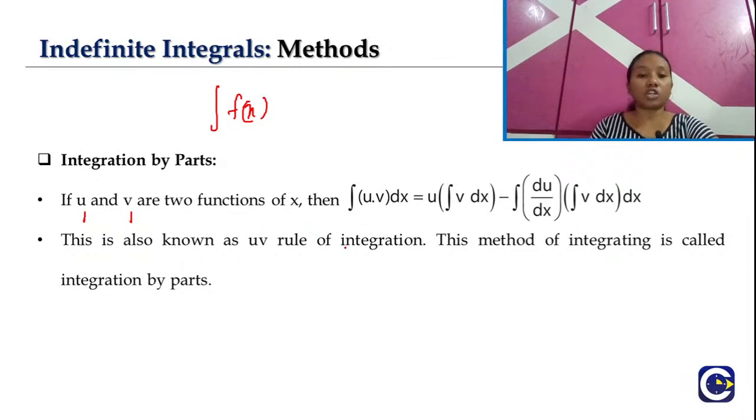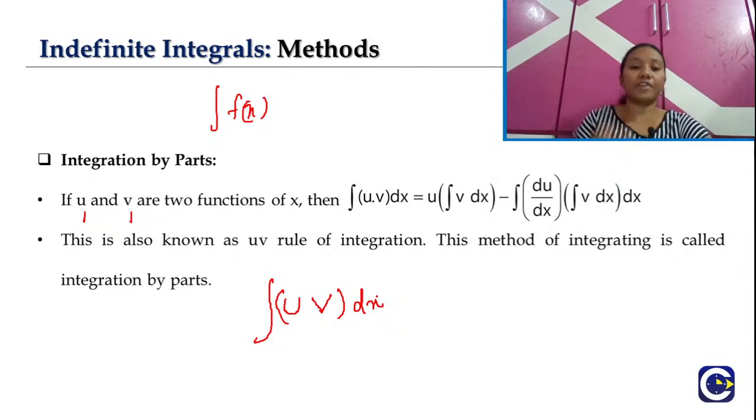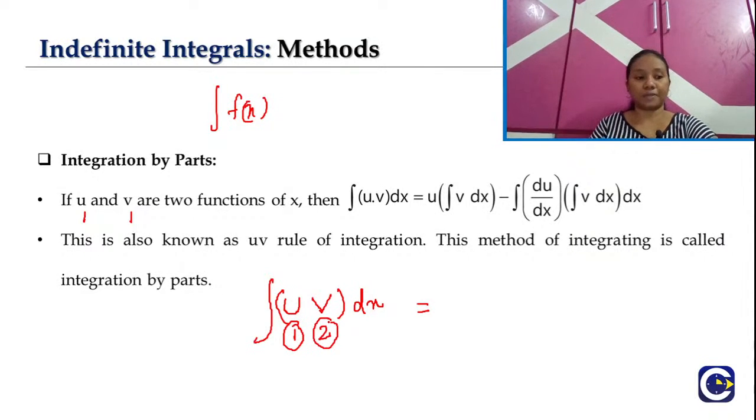So if I have both of these functions, then I have to follow my rule of integration, which I will call the UV rule of integration, right? In this UV rule of integration, I will have two functions, u and v, both functions of variable x. Now what will be my UV rule of integration here? Amongst u and v, I take one as my first function and the other as my second function, right?